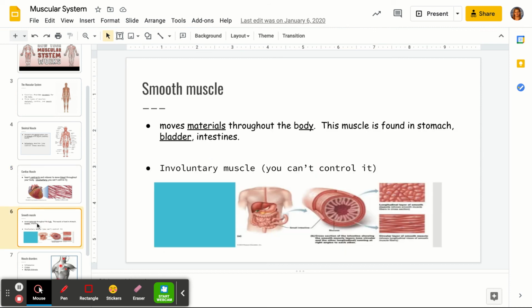The smooth muscle moves materials throughout your body. This muscle is found in the stomach, the bladder, and the intestines. It's an involuntary muscle. You cannot control it. So this means that the smooth muscle works closely together with the digestive system, since it moves food through your digestive system. It also works closely together with the circulatory system since it moves blood throughout your blood vessels.